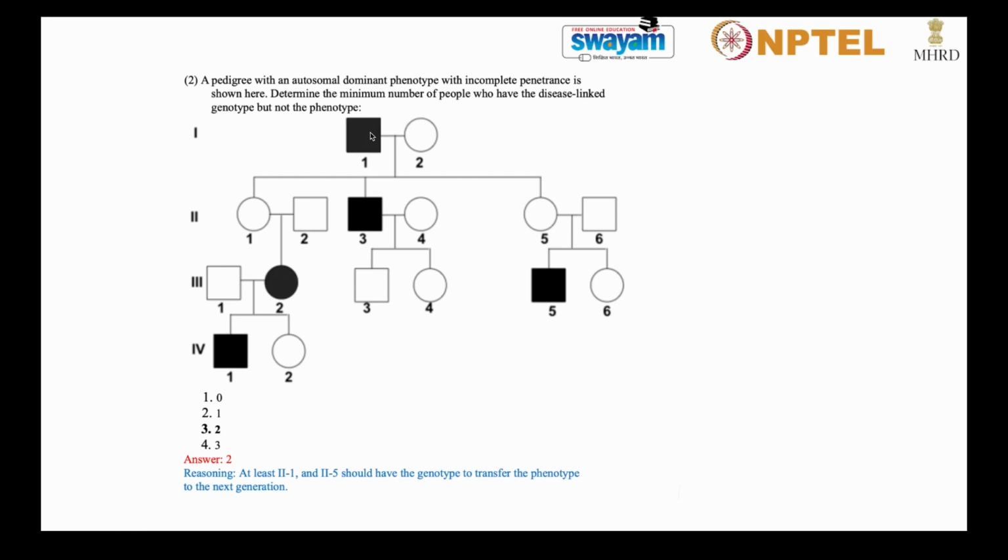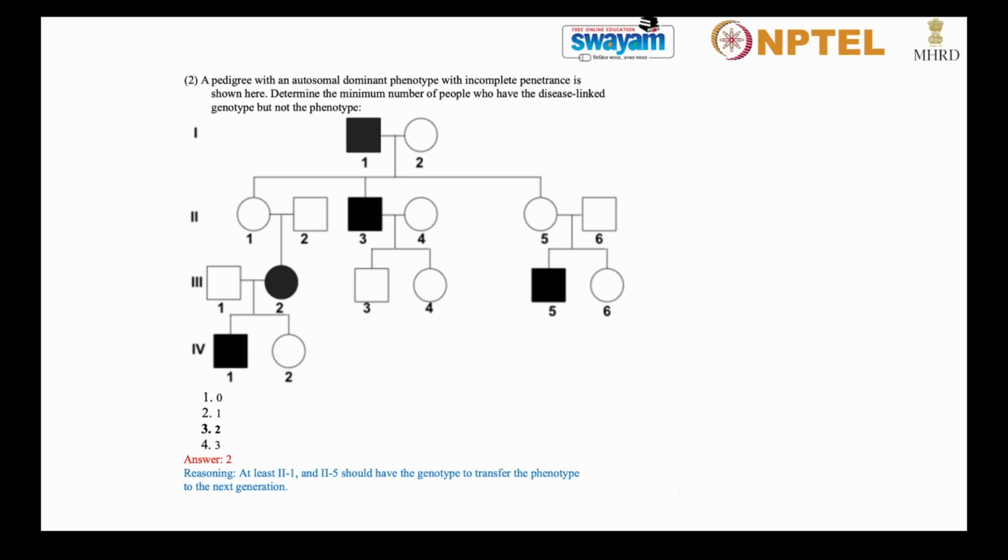Now let's see. These black colored are affected individuals, and that means these are all the penetrants. Now how to identify the non-penetrants? First of all, as I've discussed earlier, whenever we hear about penetrance or incomplete penetrance, incomplete penetrance is a feature of autosomal dominant inheritance pattern.